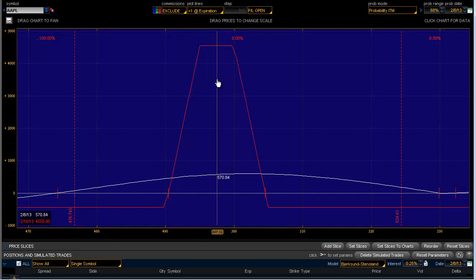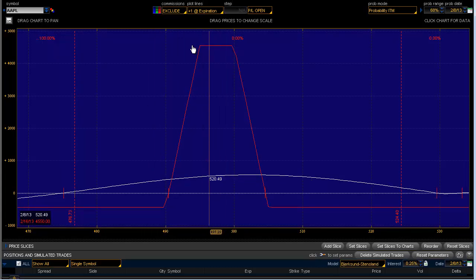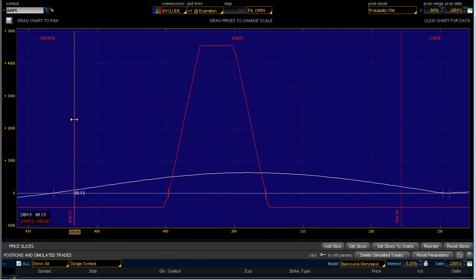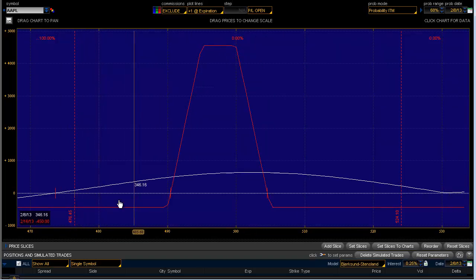Now, for those that are not familiar with condors, right now to exit this trade, I basically bought all out of the money calls. If Apple does not rally and just sits at, let's call it 480, the red line here, my calls will basically go to zero. I don't have to do anything. It'll be a full loss there, max loss.